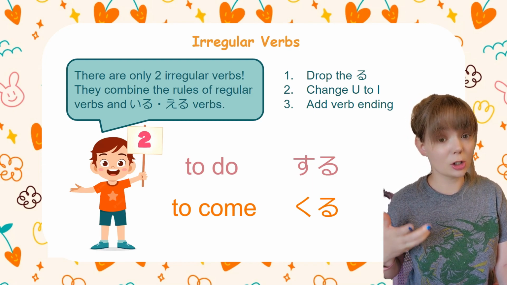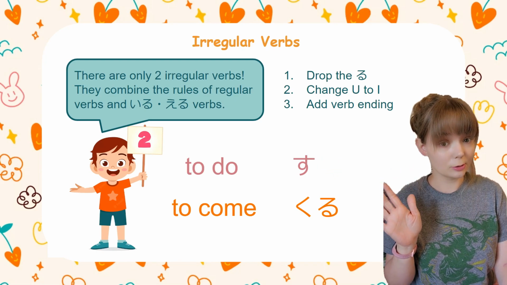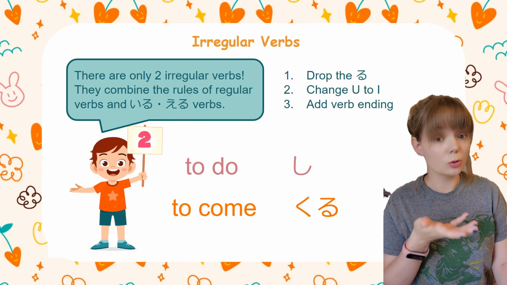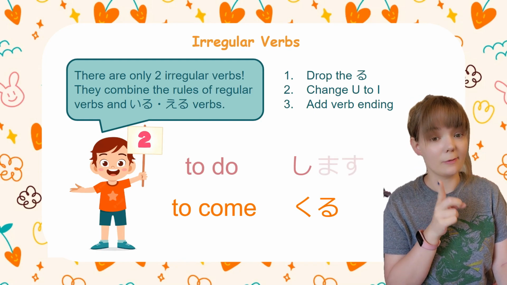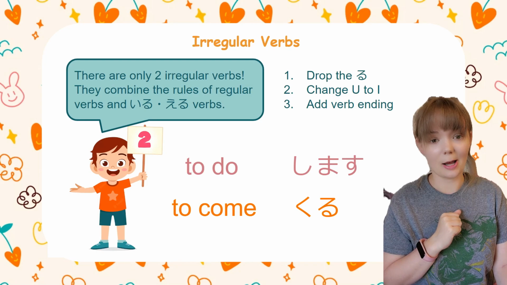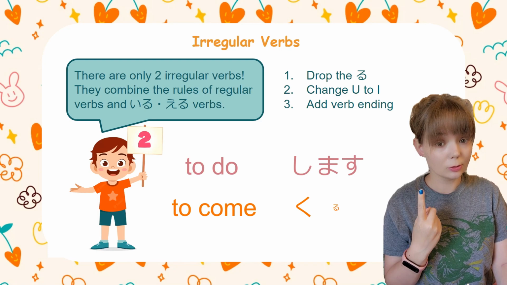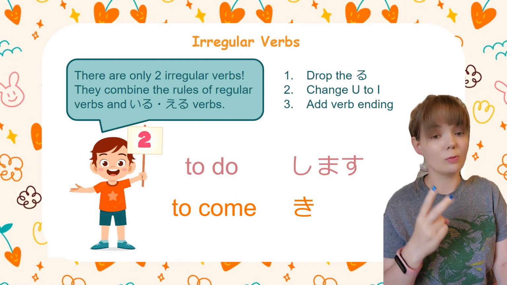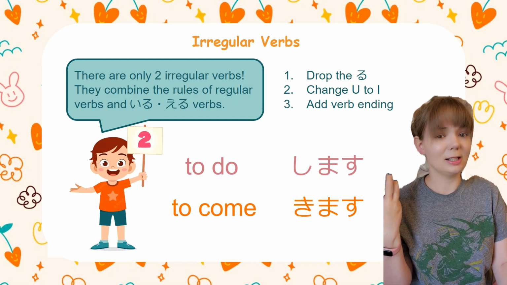So suru means to do. First, I drop the ru. Bye-bye ru. All I have now is su. I'm going to change su to shi. And then I can add my verb ending. Shimasu, shimasen, shimashita. Exact same thing with kuru, which means to come. Drop the ru. Change the ku to a ki. Then we can add our verb ending. Kimasu, kimashita, kimasen, kimasen deshita.